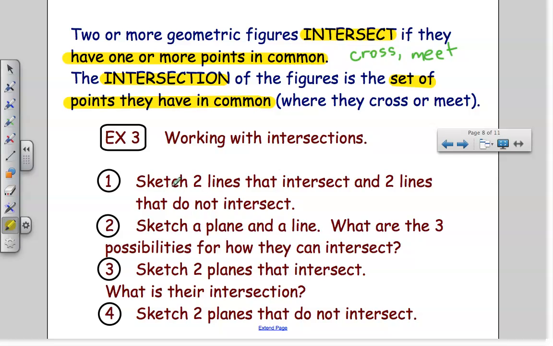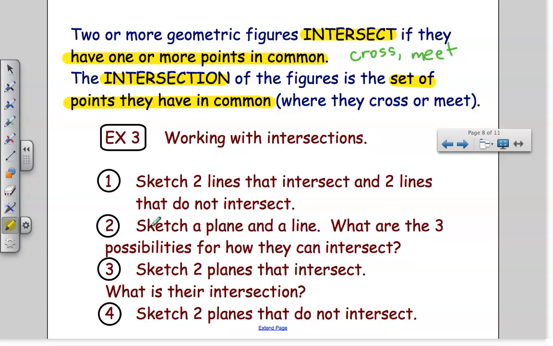I want you to sketch, or if you don't want to sketch, if you're not good at drawing them, you could describe in words. But sketch 2 lines that do intersect, 2 lines that cross, or 2 lines that meet. Also, can you sketch 2 lines that do not intersect, that don't cross or don't meet? So that's the first example, 2 types of intersections or not intersections with lines.